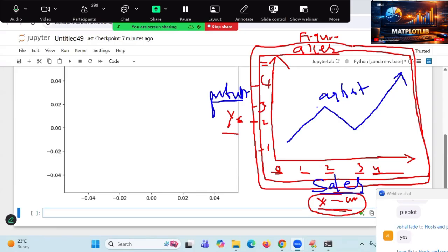So my visualization tool will contain figure. Spell out. Figure. Figure contains what? Very good. Axes. Spell out.